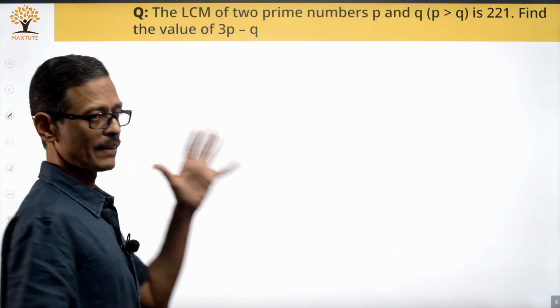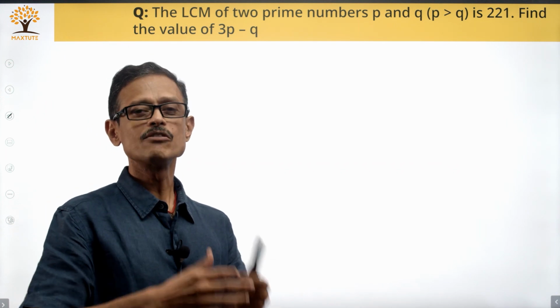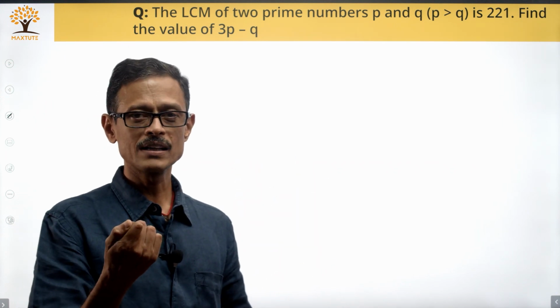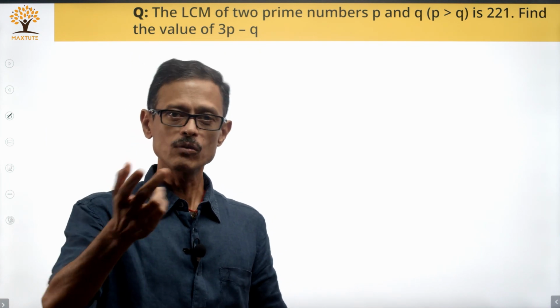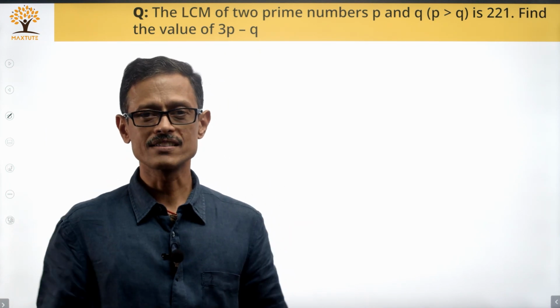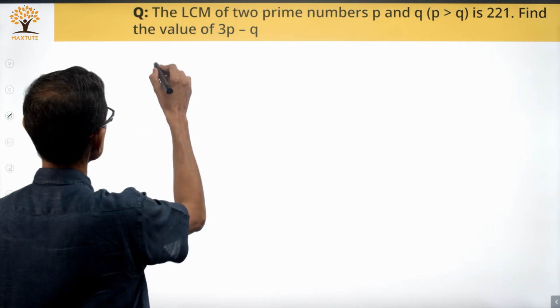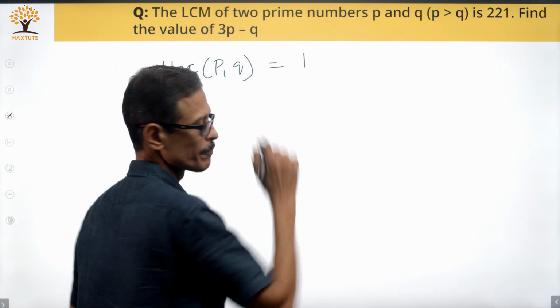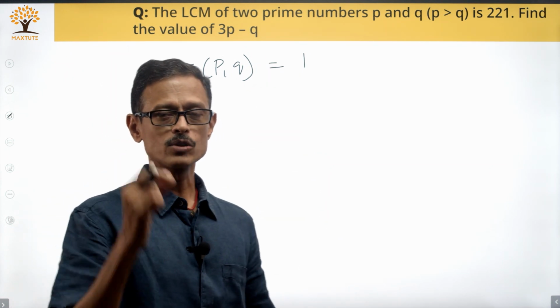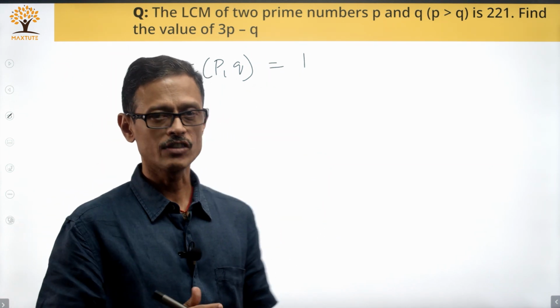The two numbers are prime numbers. If two numbers are prime numbers, they will have no factor in common. What's the definition of a prime number? It's got 1 and itself as a factor. So p will have 1 and p as factors, q will have 1 and q as factors. So the only common factor is essentially 1. The HCF of p and q is therefore equal to 1. We know this result: the product of two numbers is equal to the product of the LCM and HCF of those two numbers.